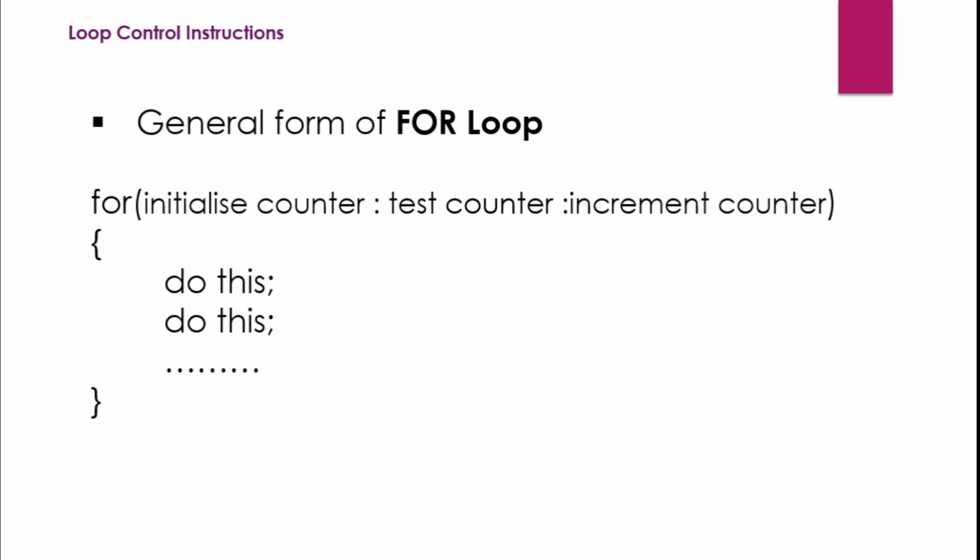In the for loop, we have for, brackets, and in that we initialize the counter, then test the counter, and then increment the counter. They are all in a single line. And in the case of for, again there is a for block where the statements that we want to be repeated will be. Let us see an example of the for loop.